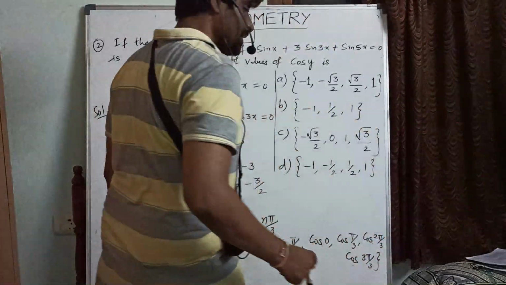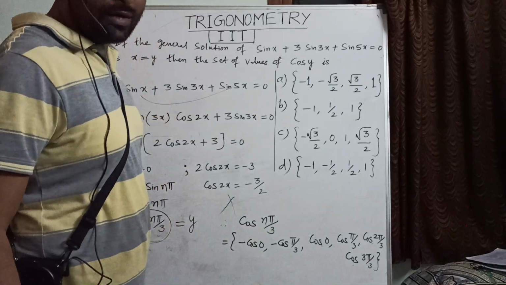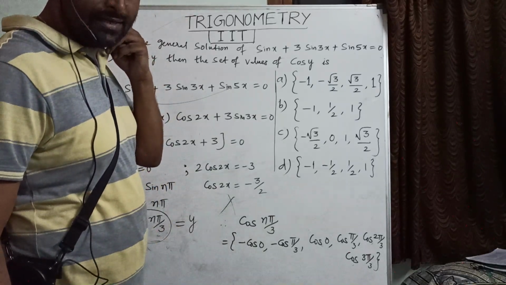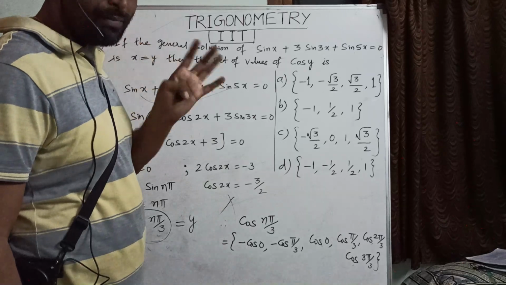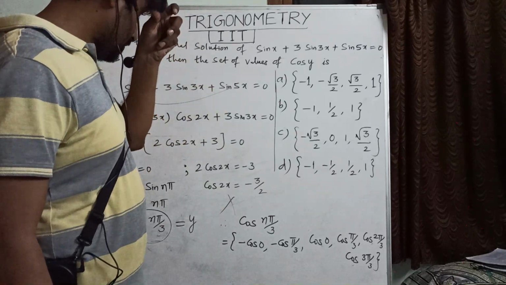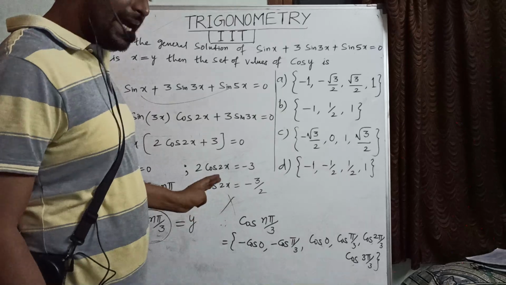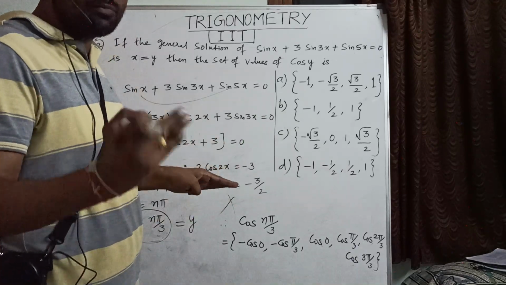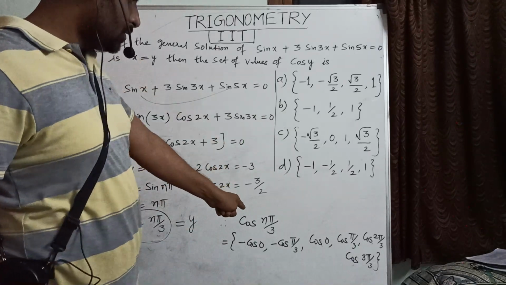Okay, like that we can take. So can I take 4 pi by 3? No. What is the range of cos? 0 to pi. That we have to keep in our mind. So everywhere we should take angles within pi. 0 to pi is the domain of cos. So those all I took.